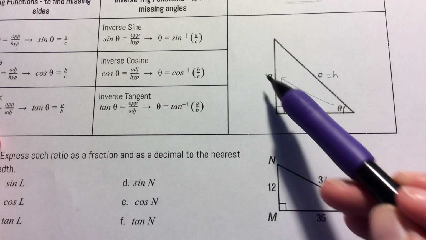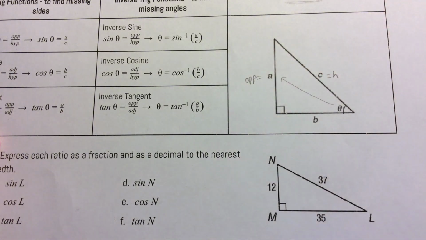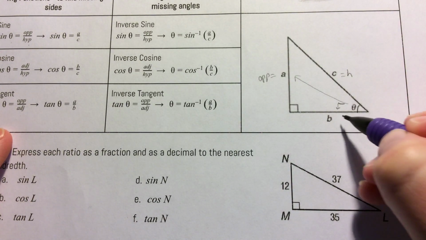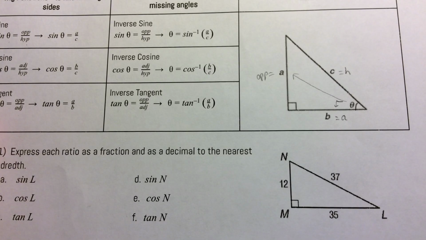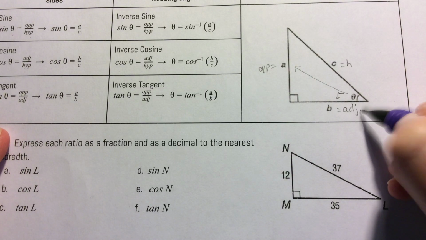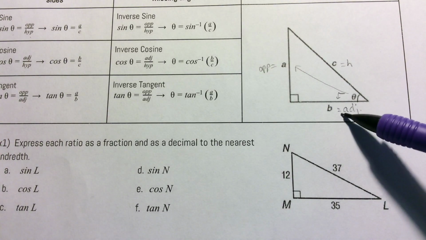So if I was standing here, the one that would be opposite of me would be here. That would be the opposite side. And the one that's right next door is the adjacent. If you're adjacent to something, you're right next door to it. So this would be the adjacent side, and this would be the opposite side.